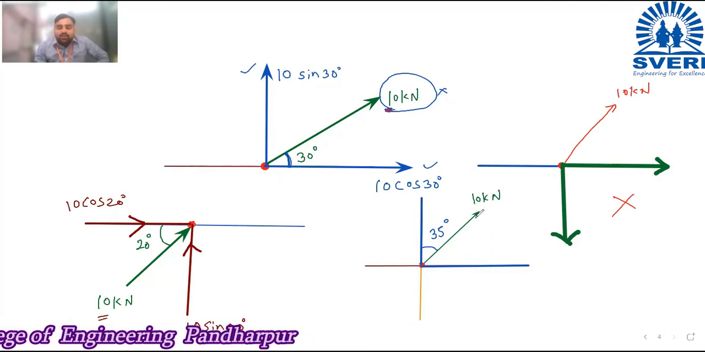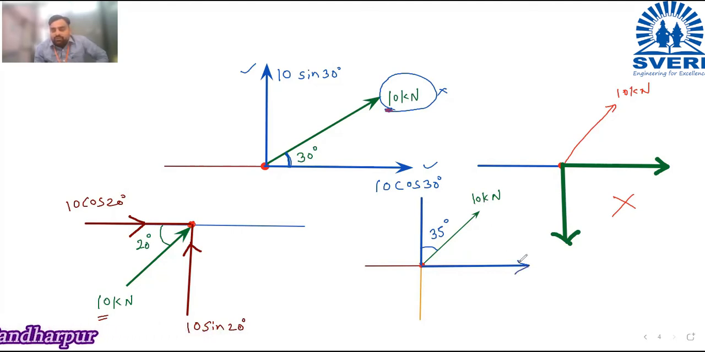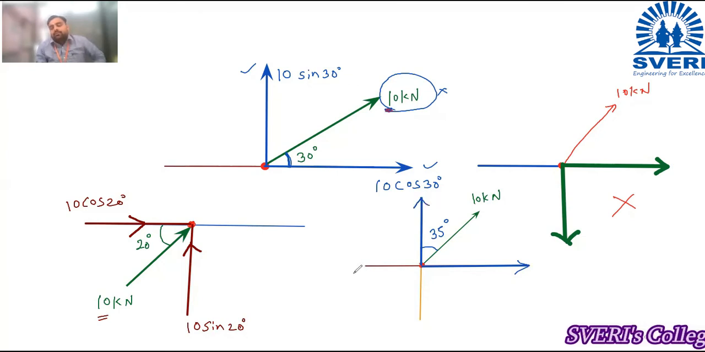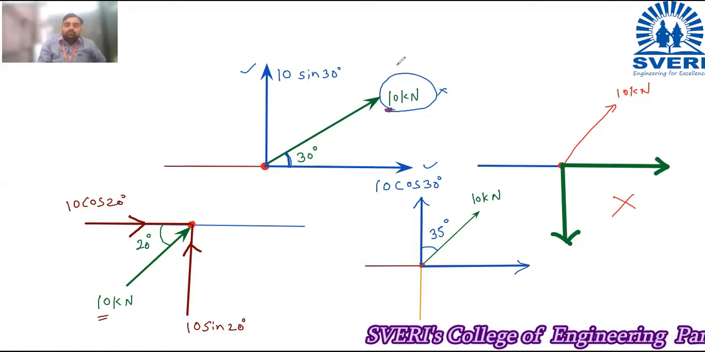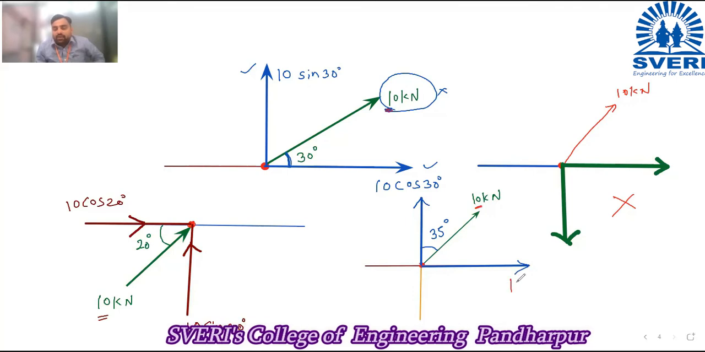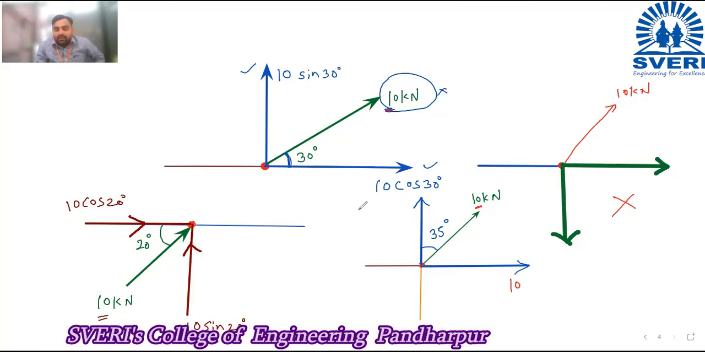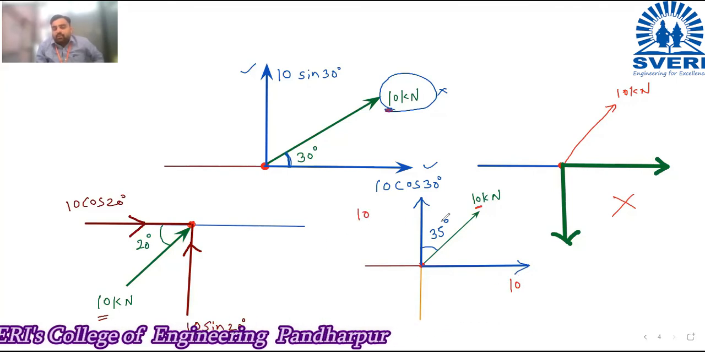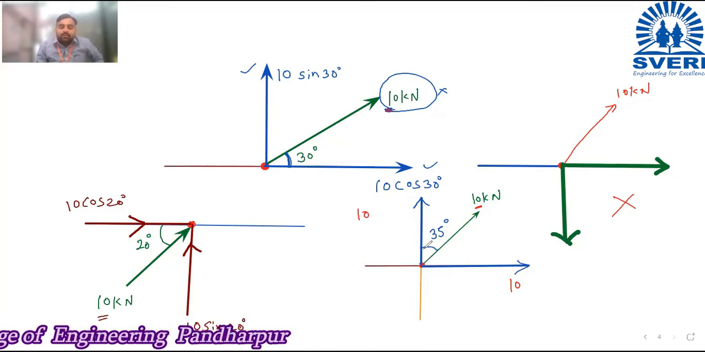Now see the arrow. See the direction of the 10 kilonewton force. It is tensile, away from the point. So these component forces are also having the same direction. Now the magnitude. What is the magnitude of this force? 10 kilonewton. So I will write here 10 and here also 10. Now see, this angle is 35 degree.